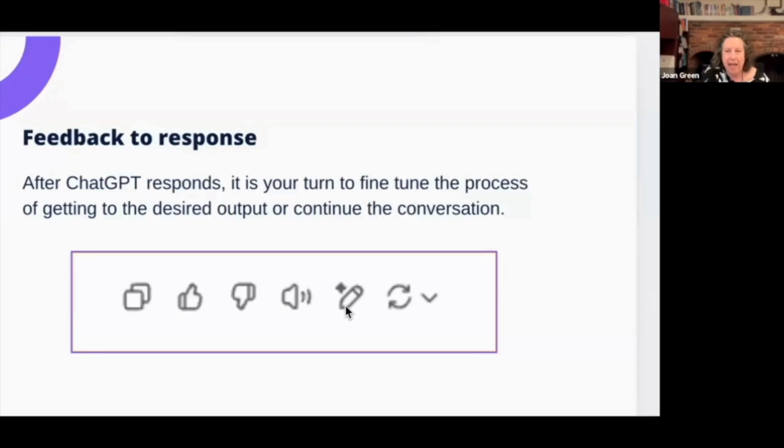It's like editing a document, and you can highlight certain areas and have ChatGPT change a certain area based on your response. And then these 2 circles are just to try it again, if you want it to try again to give a different response.